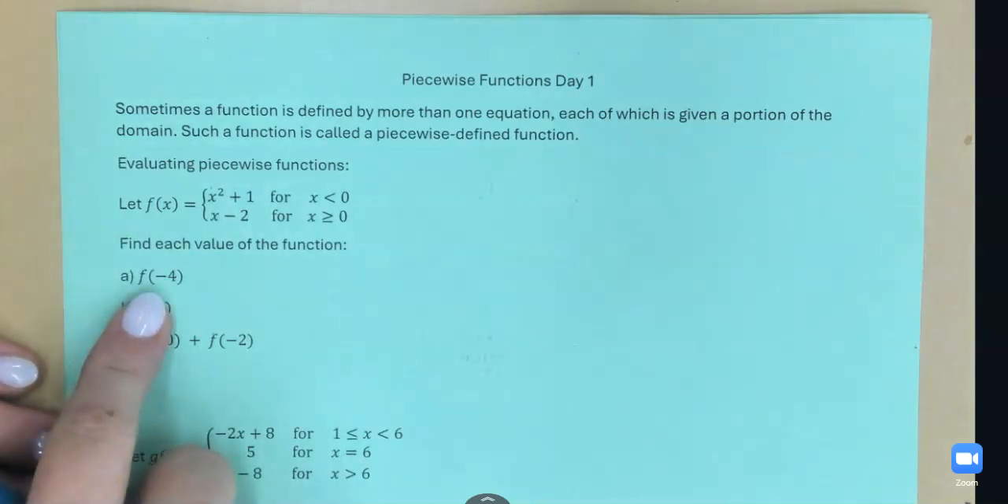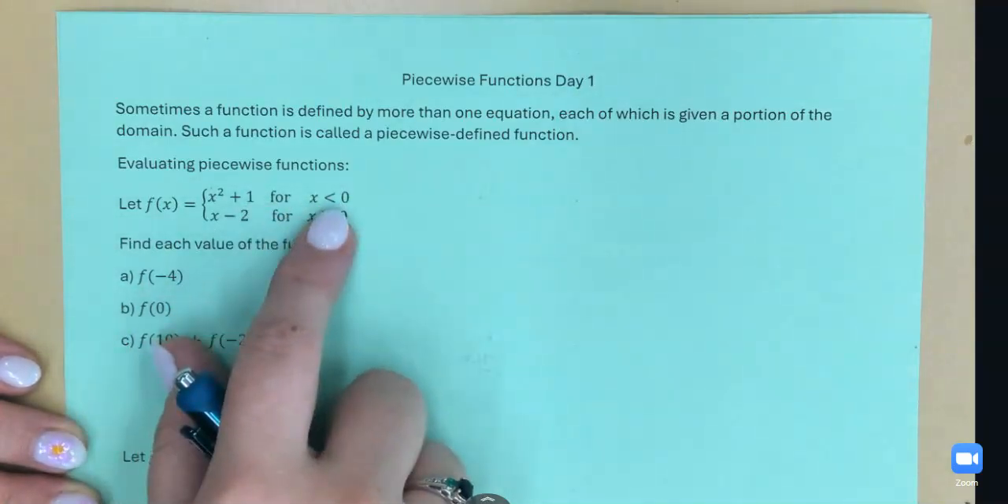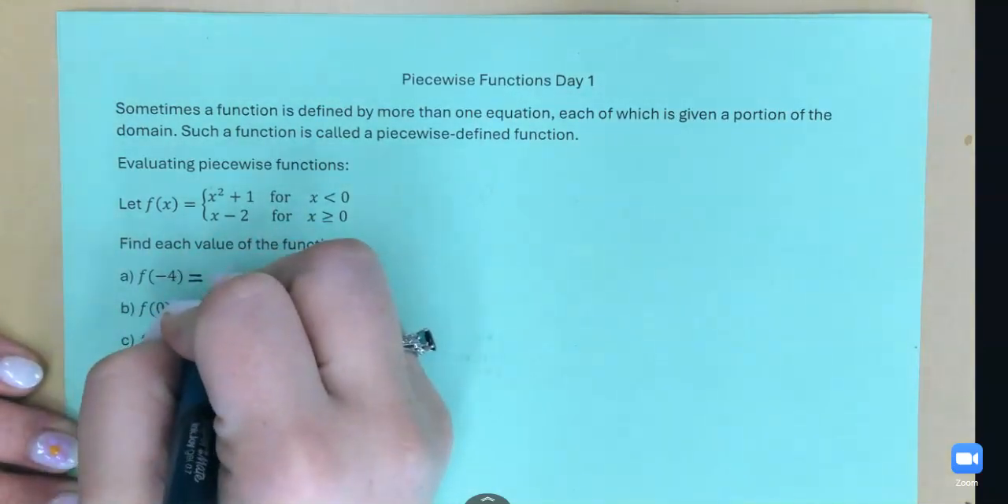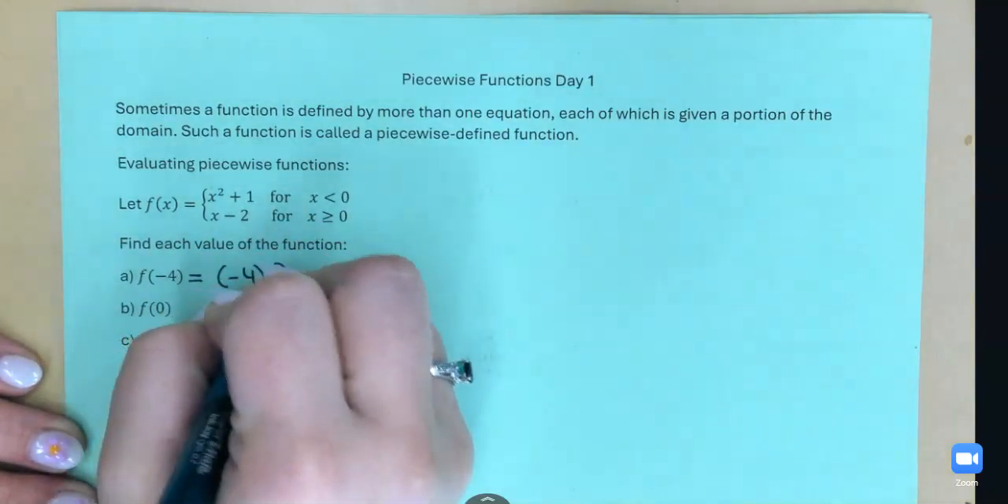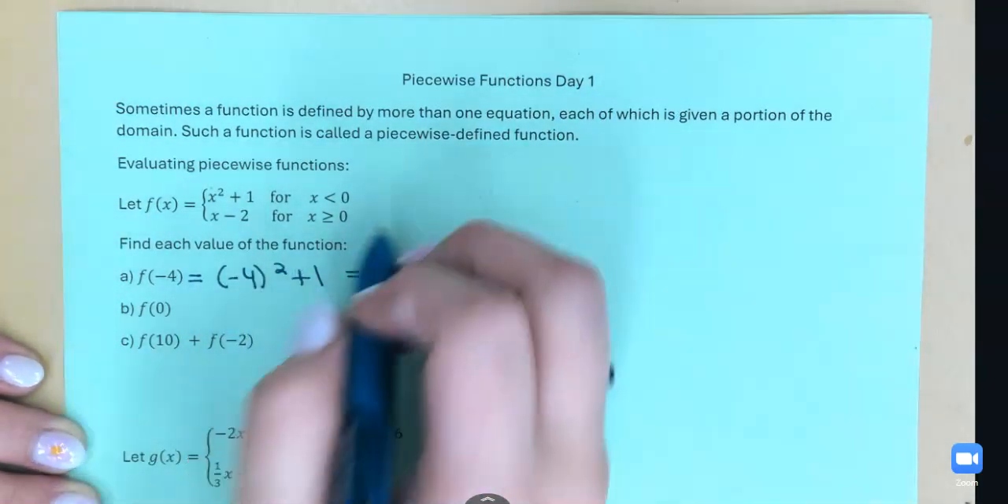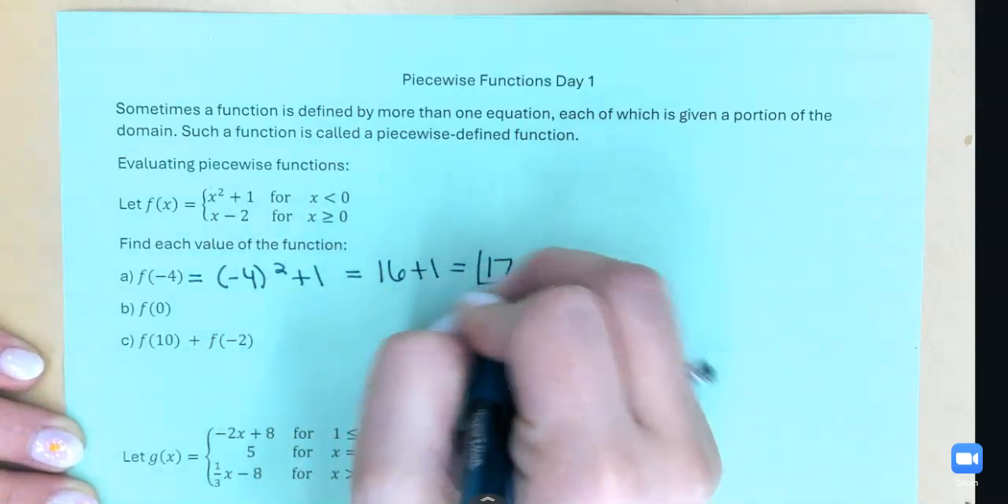So for A, if I want f of negative 4, that means x is negative 4. That is going to fall into x being less than 0, so I'm going to use the top equation. So that's going to be negative 4 squared plus 1, which, following order of operations, is 16 plus 1, which is 17.